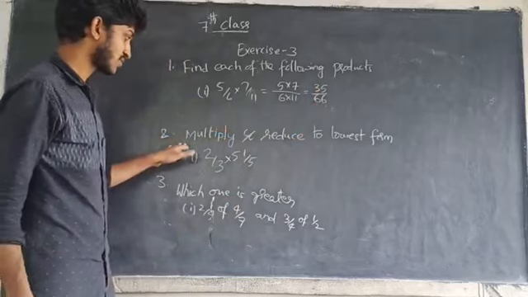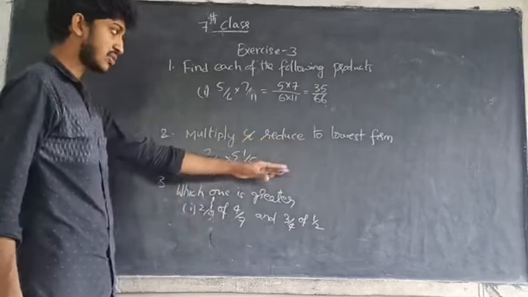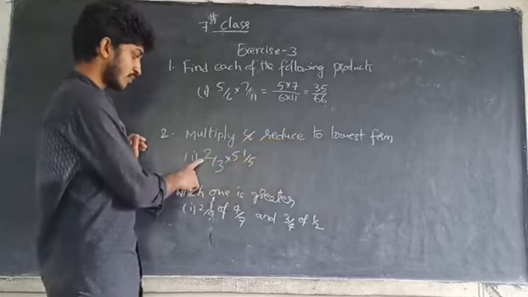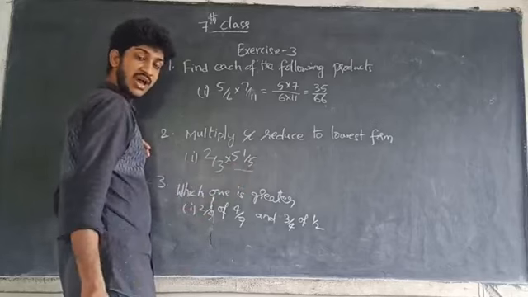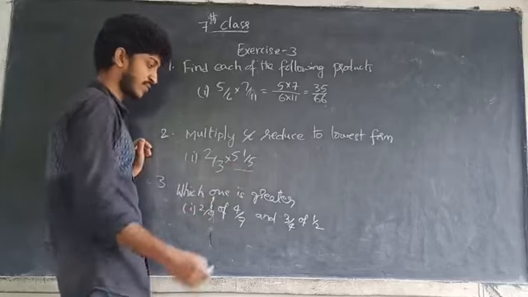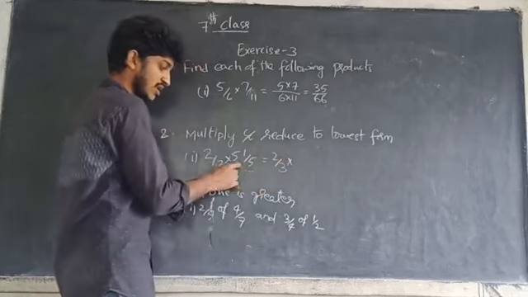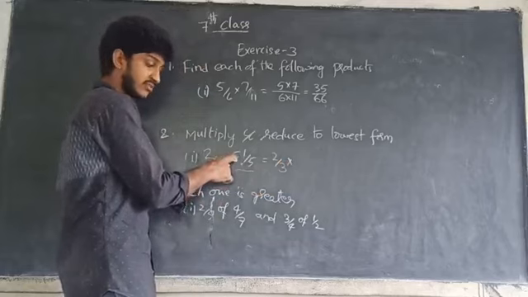So see the next question: multiply and reduce to lowest form. We have to multiply this and reduce it to lowest form, which means after the product we get the reduced form. So 2 by 3 into 5 1 by 5. It is a mixed fraction. First of all we have to convert this mixed fraction into an improper fraction. So for 5 1 by 5, we first multiply these two numbers, 5 fives are 25. Now add 1 to 25.